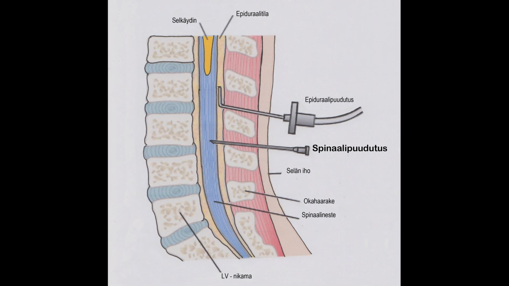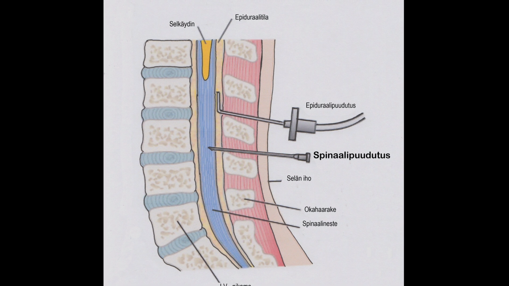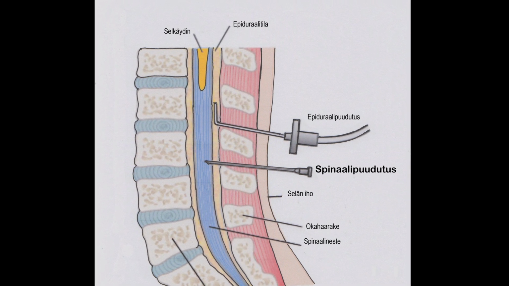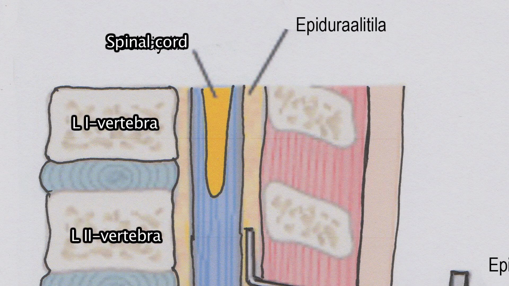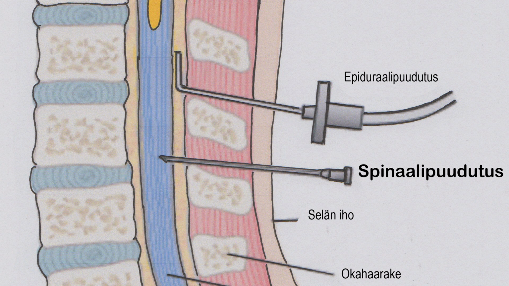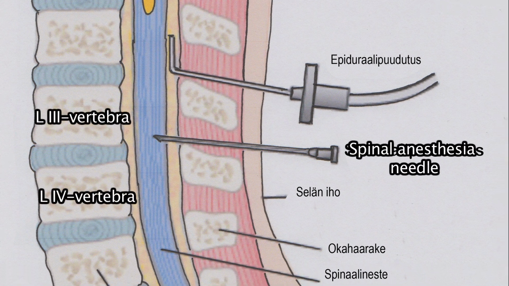In spinal anaesthesia, the anaesthetic is injected into the spinal fluid in the spinal canal. The spinal cord extends in the adult patient to the level between the first and second lumbar vertebrae. The spinal puncture needle is therefore introduced to the level between the third and fourth lumbar vertebrae.